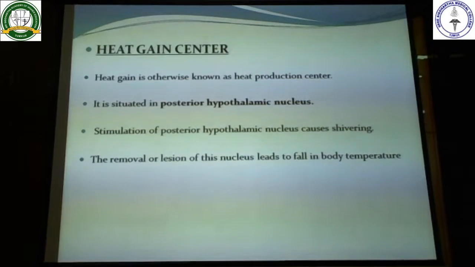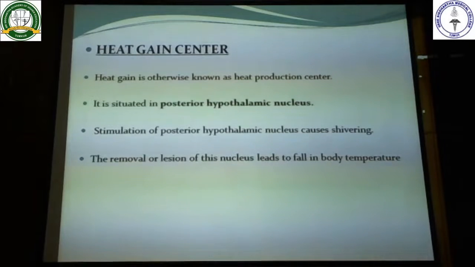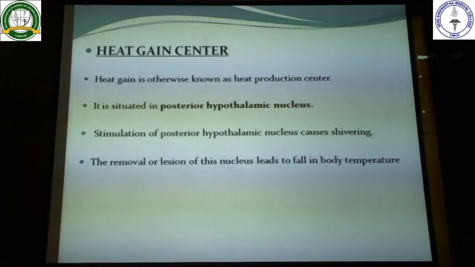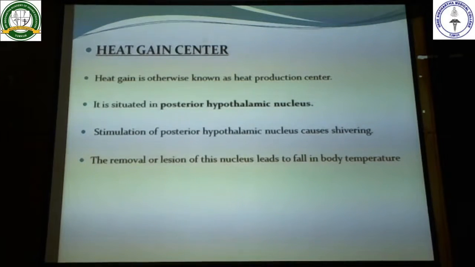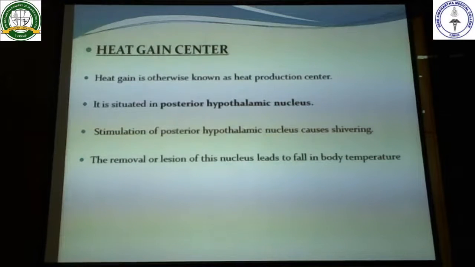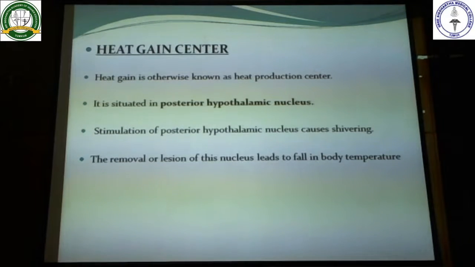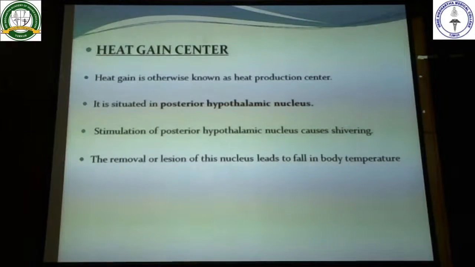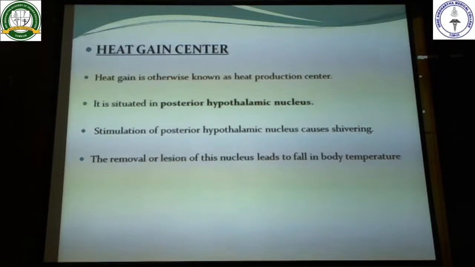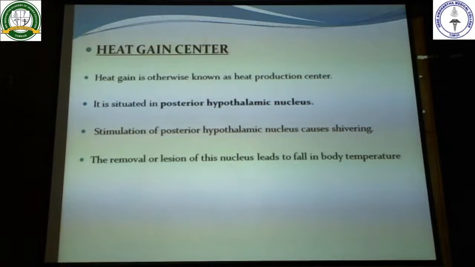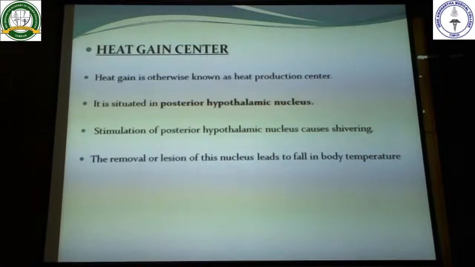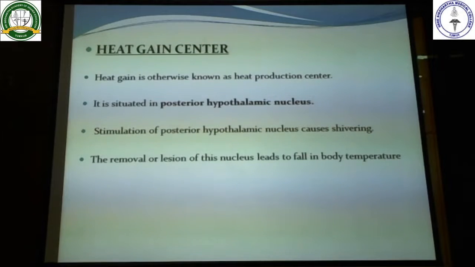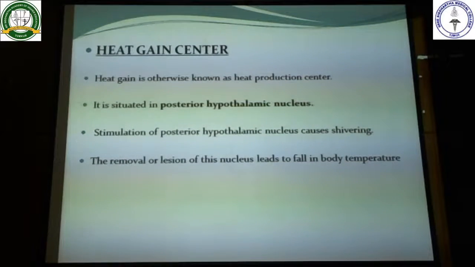Similarly, the heat gain center is present in the posterior hypothalamus, in the posterior hypothalamic nucleus, and the heat gain center is also called the heat production center. If this heat gain center is stimulated, there will be a protective mechanism to produce heat in the body, that is shivering. The opposite will happen if the heat gain center is removed or there is damage to it. There will be a fall in the body temperature. Even if the body temperature is less, it will be kept less itself. It will not be increased because it is not sensed. Okay, so this is about the heat gain center.